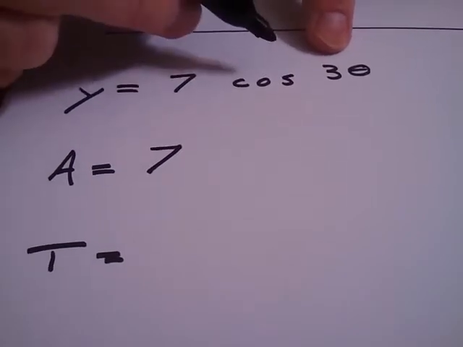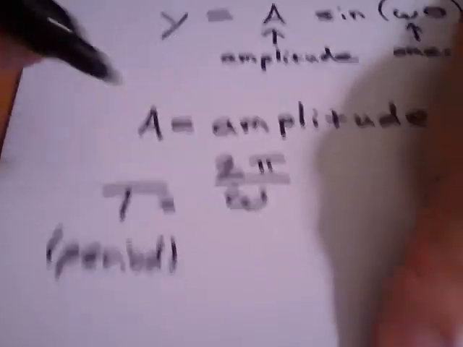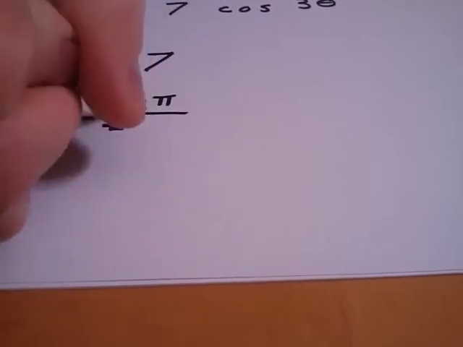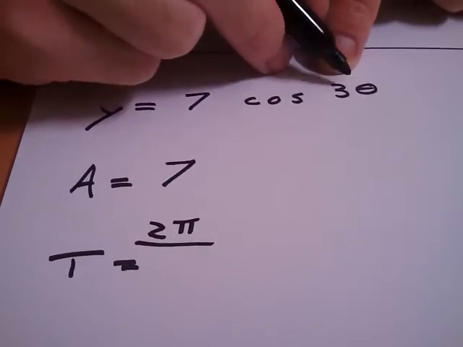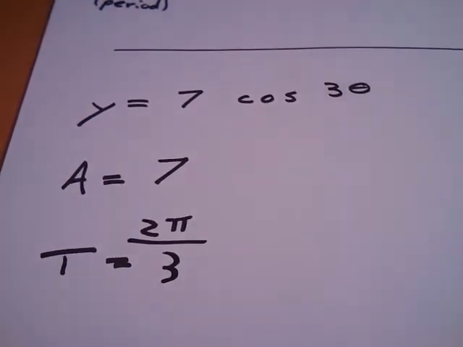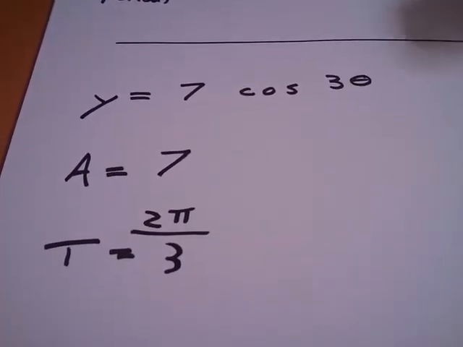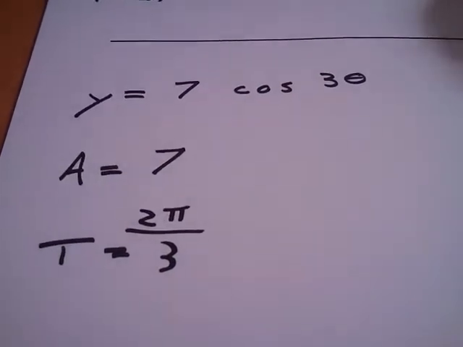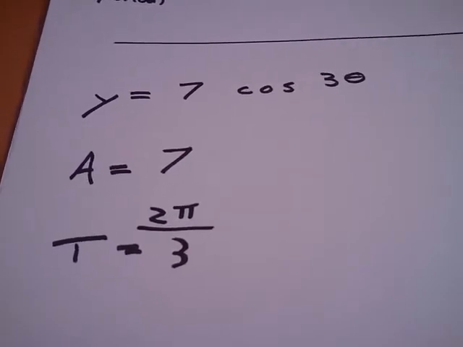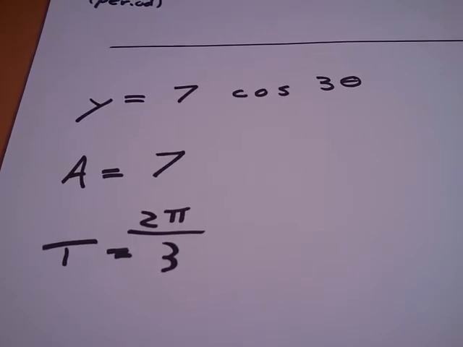And our period. Again, our formula is 2 pi divided by omega. So I'm going to take 2 pi over, for omega here, we're going to plug in 3, because 3 is what is times theta. 2 pi over 3. That does not reduce at all, so that's it. It takes the amount of 2 pi over 3 in order to form one full cosine wave.